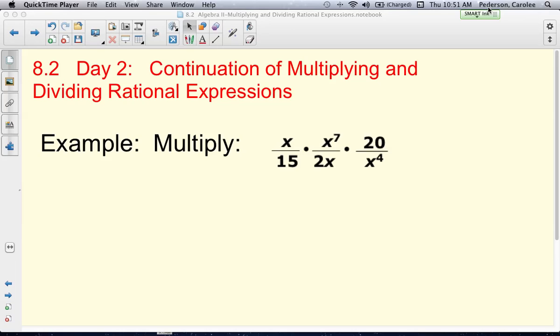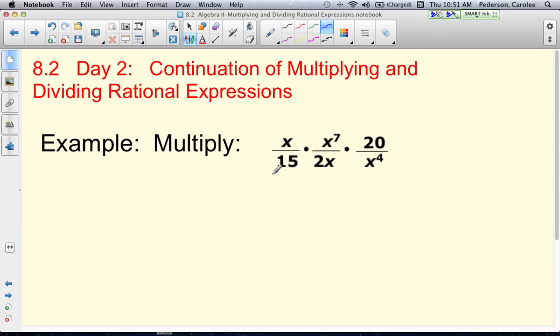We have three fractions that are multiplying together. We first want to try to cancel any common factors. So let's look at the 15 and the 20. I can reduce those both by 5. So 15 divided by 5 is 3. 20 divided by 5 is 4. Then I look at the x's. I can cancel an x out of here and an x out of there, so those become 1s.